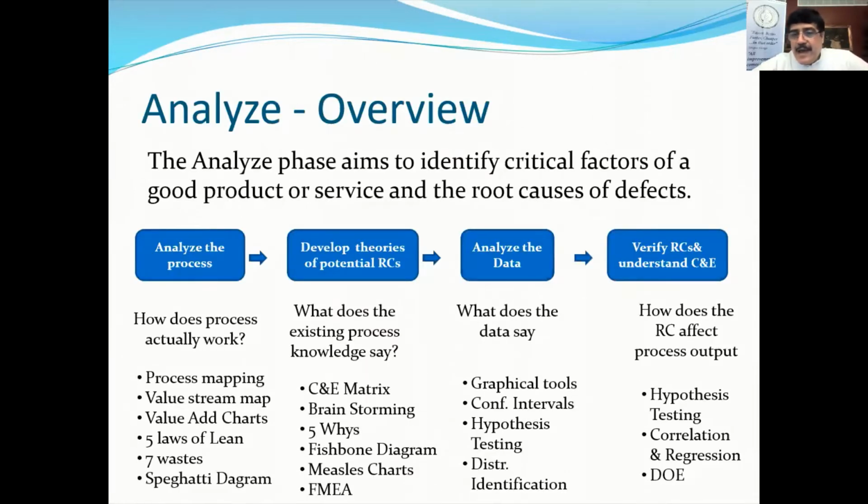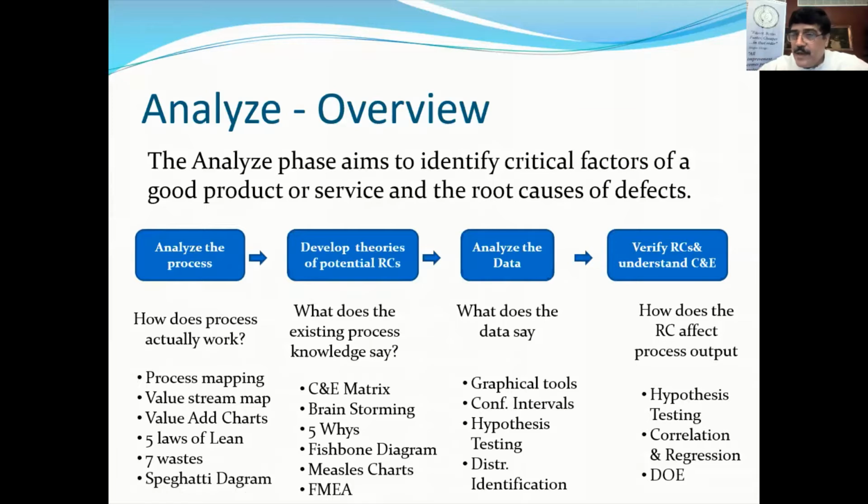And again, this is a good map for the analysis. This is a good overview of where it will take you. Basically, you're just gonna go through these tools. In each phase, there are a number of tools, and these are the tools. What we're gonna do here in the analyze phase is analyze the process. How does the process actually work?